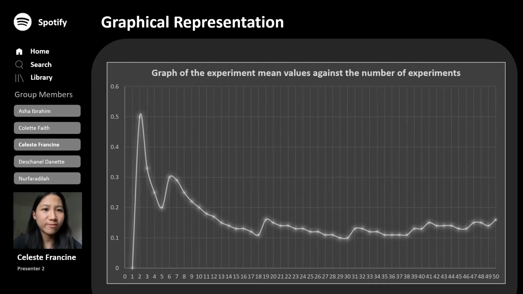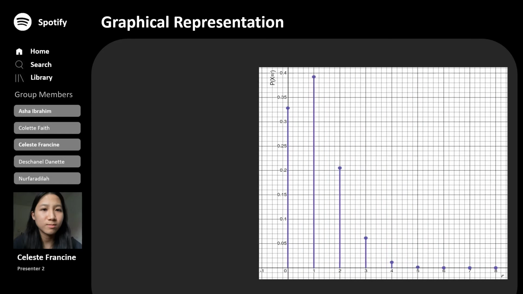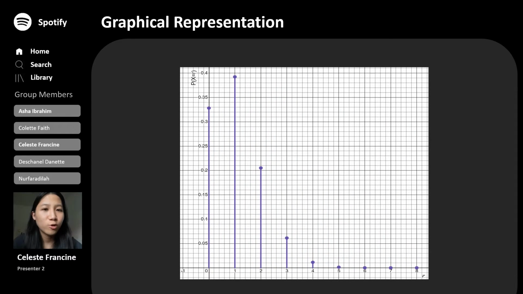There are two graphs in this DRV project. The first graph is the graph of the experimental mean values against the number of trials. For the second graph, which is the binomial distribution graph, we put in the value of p, 0.13, and the number of trials, 8, into the Desmos graphing calculator. Thus, this is the graph for the probability of getting a Castaway song.